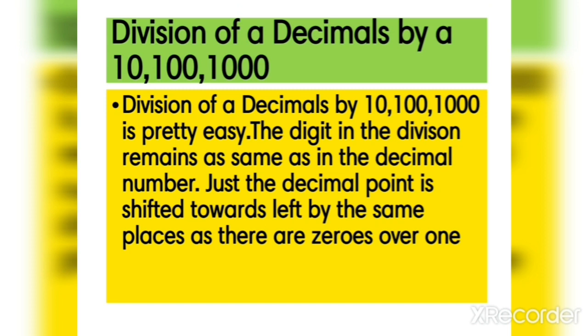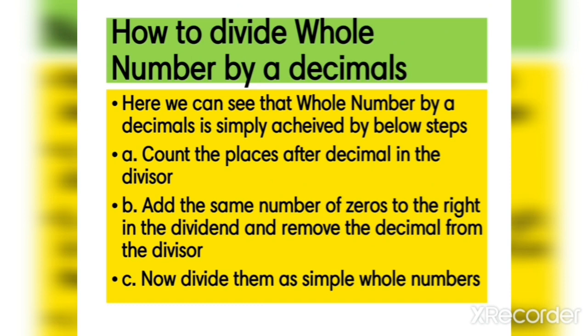In multiplication of decimals by 10, 100 and 1000, we were moving the decimal to the right side. In division, move the decimal point to the left side. Remember this. Next point to remember is how to divide whole numbers by a decimal. Here are the steps. Count the places after the decimal in the divisor. Add the same number of zeros to the right in the dividend and remove the decimal from the divisor. Now divide them as simple whole numbers.